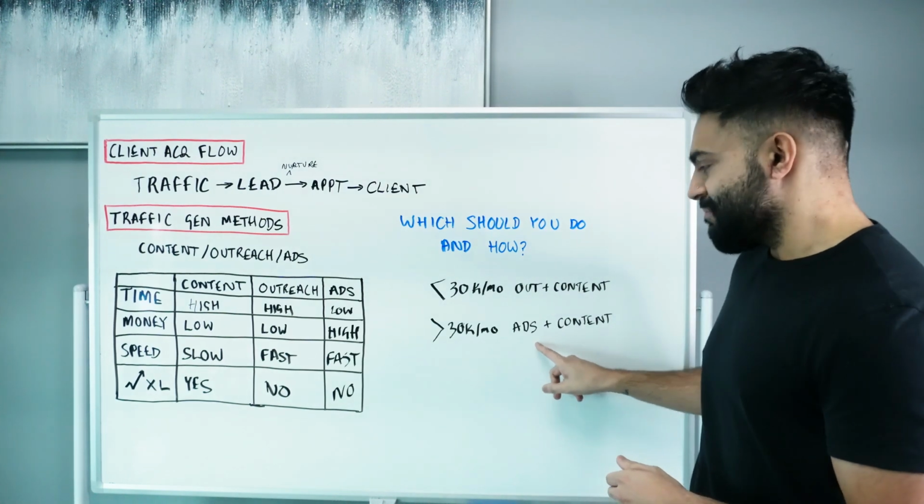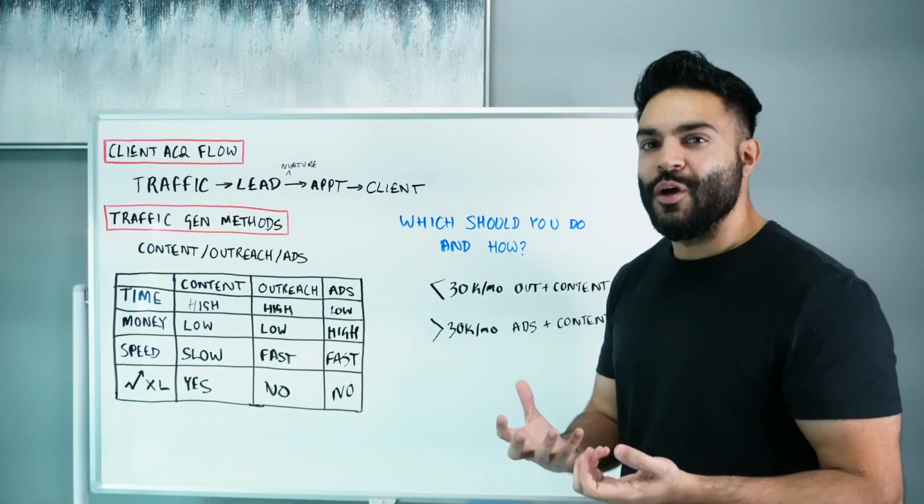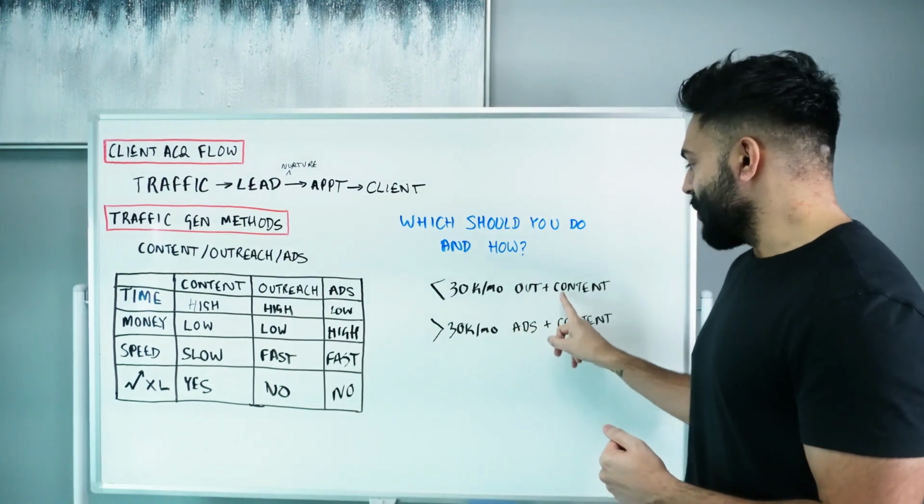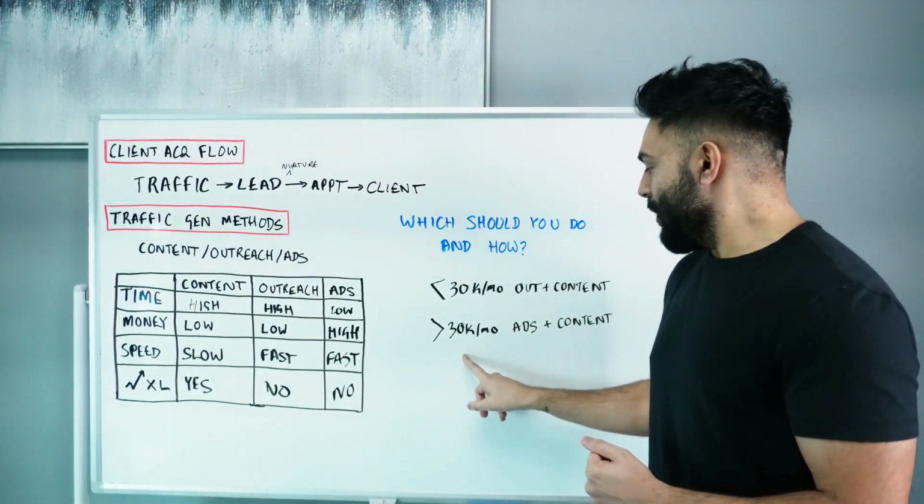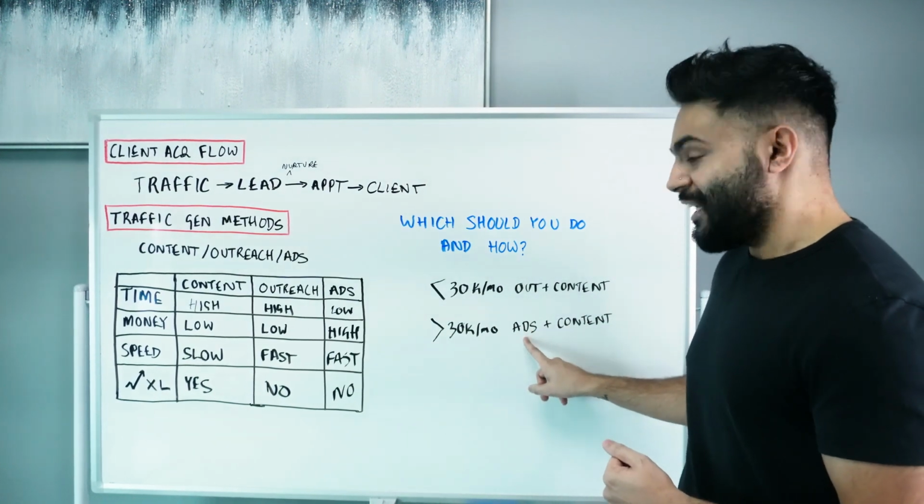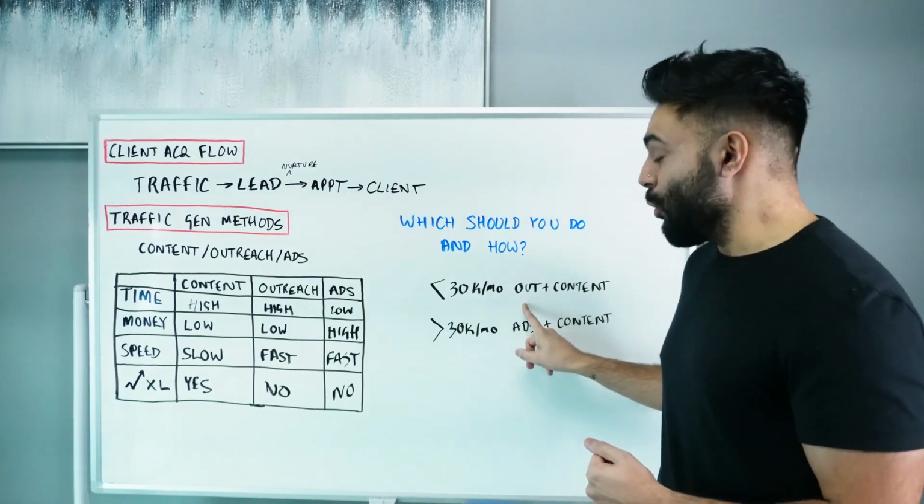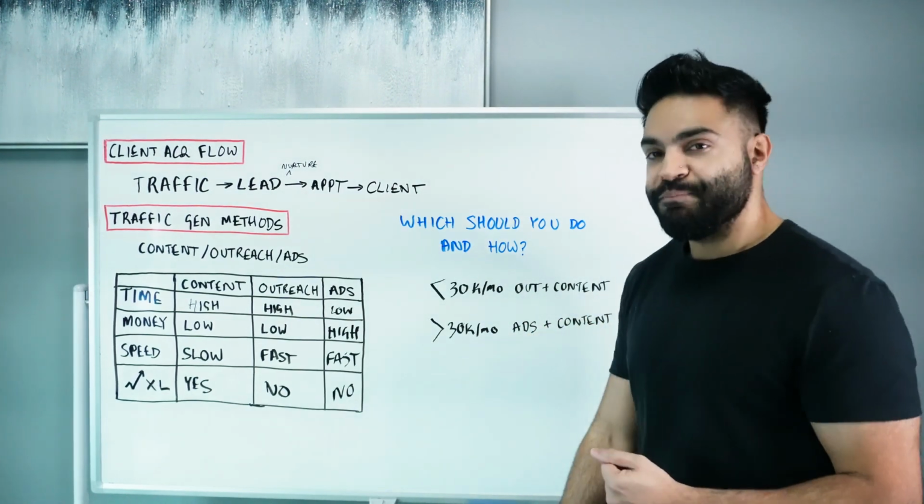So this is what I recommend here. If you're under 20 to 30K a month, again, outreach and content. If you're doing over that 30K a month mark, ads and content. It's going to allow you to collect data faster. They're going to fuel each other. This is going to allow you to get things rolling while the content picks up.